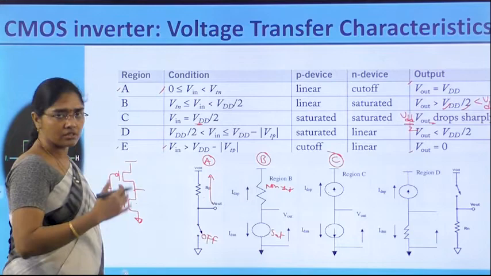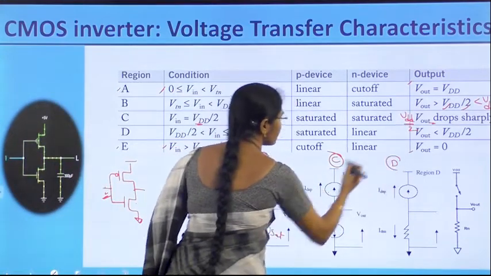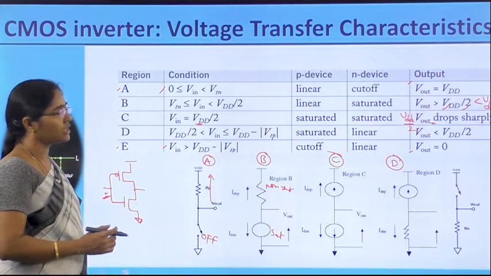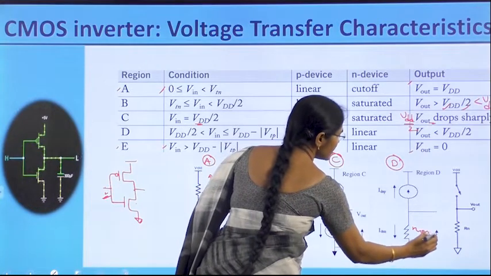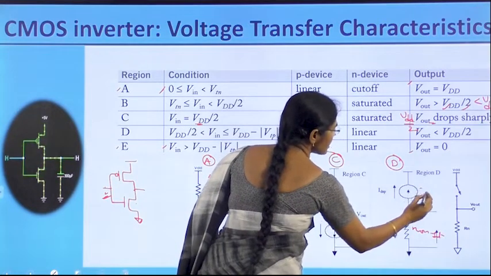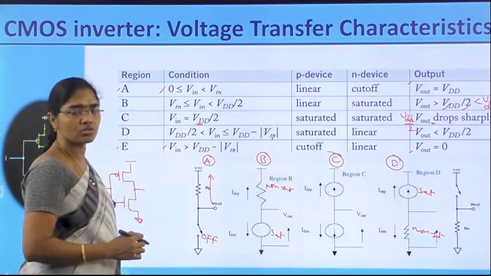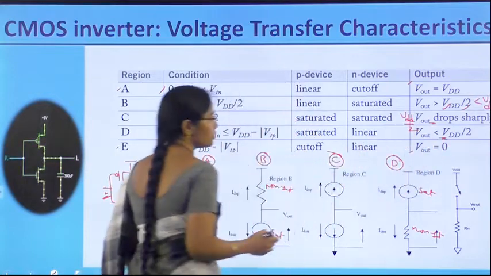Now in the region D, the input is increased further from VDD by 2 to VDD minus mod VTP. Then NMOS is in the non-saturation region and PMOS is in the saturation region. Therefore, PMOS is represented as a current source. So it will produce an output value less than VDD by 2.